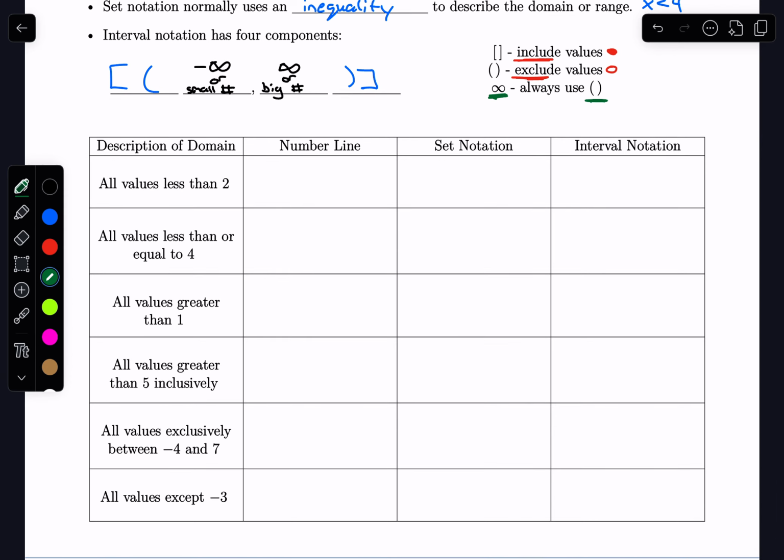If we have all values less than 2 on a number line, this is going to look like starting at 2, and it says all values less than 2, so that means 2 is not included.